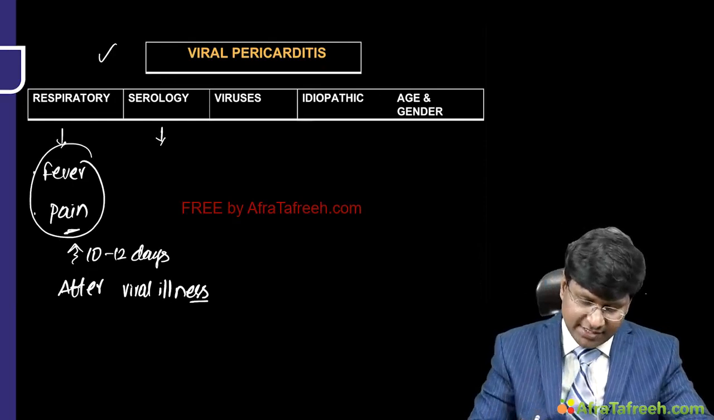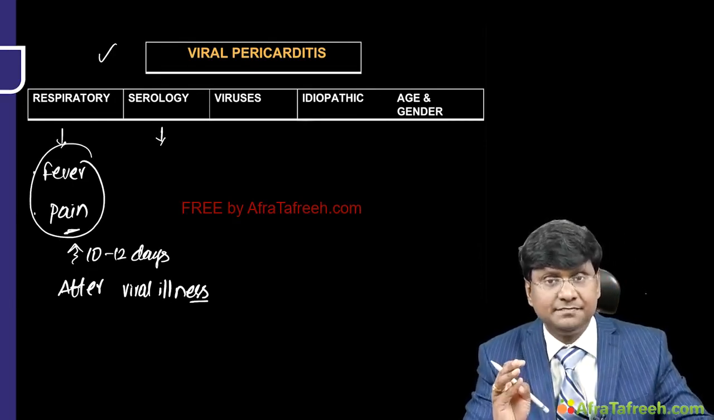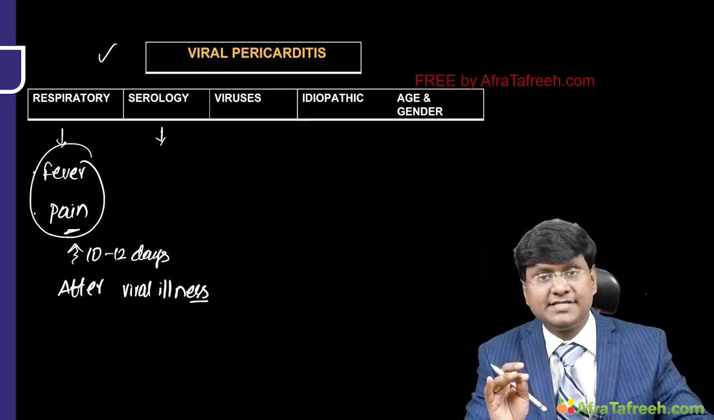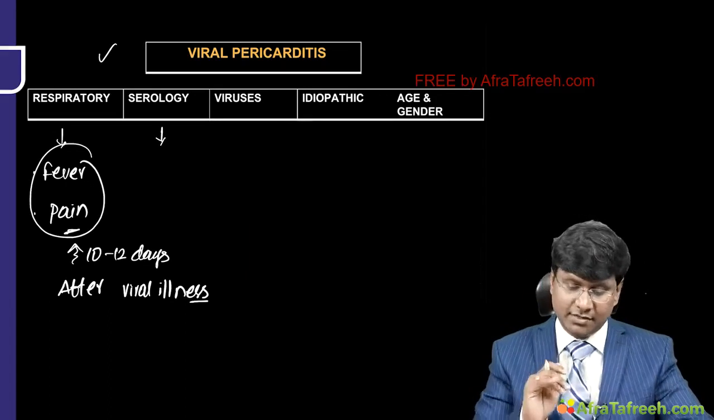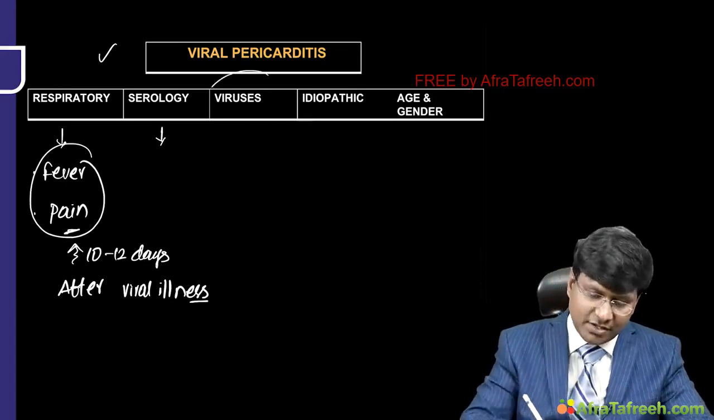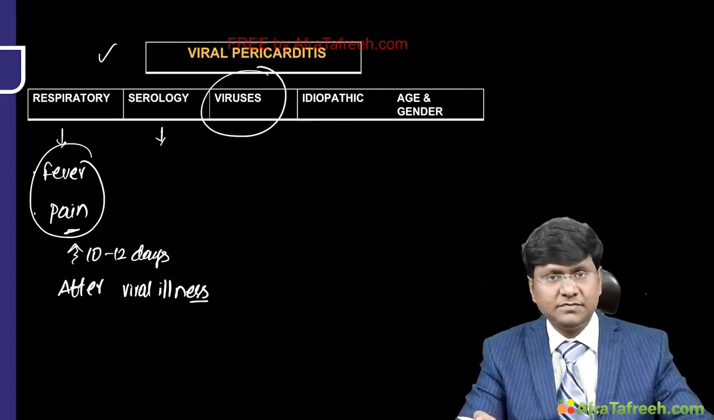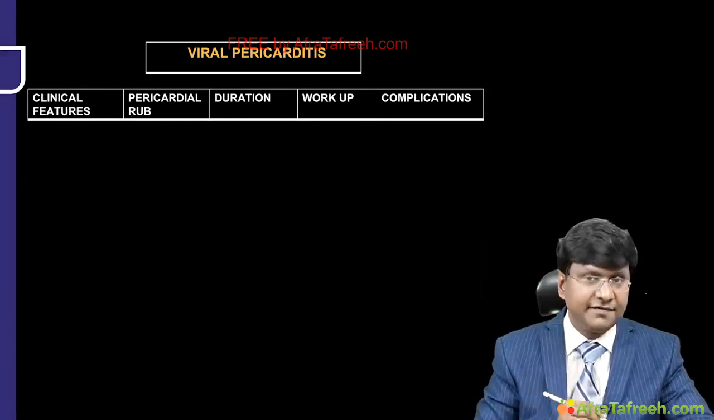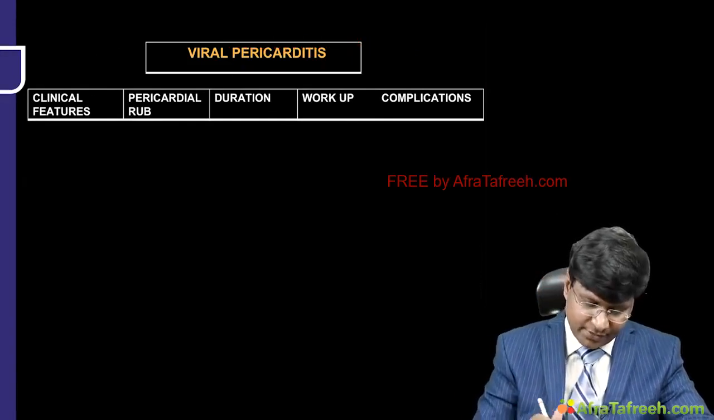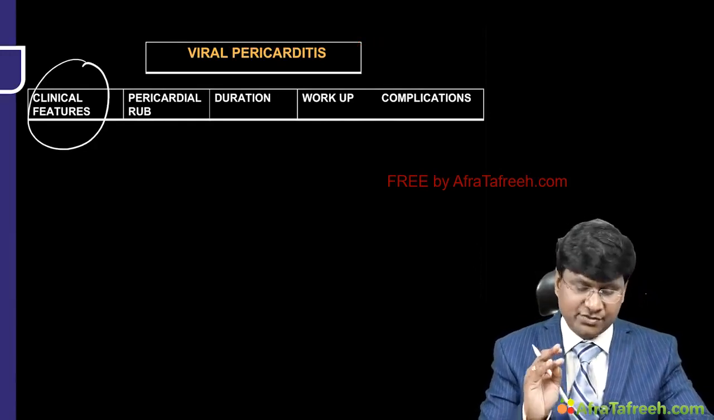And what are the viruses? Just now we have discussed: Coxsackie virus, adenovirus, influenza, herpes simplex virus, cytomegalovirus, and varicella zoster virus. These are all the viruses responsible for the development of viral pericarditis. Then the clinical features are what we were just discussing, that is fever as well as the pain.